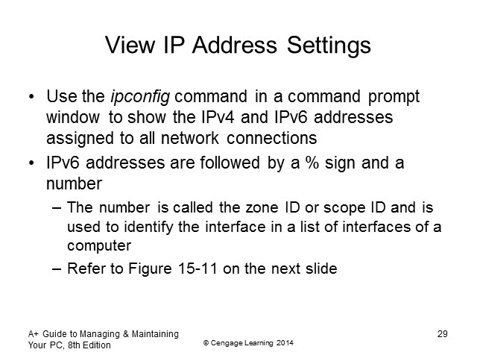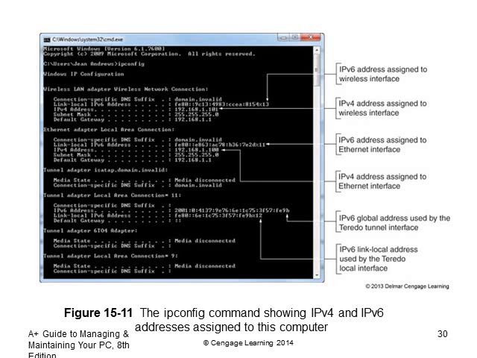Viewing your IP address settings. So you're going to use the ipconfig command in a command prompt window to show the IP version 4 and IP version 6 addresses that are assigned to all the network connections. The IP version 6 addresses are followed by a % and a number. The number is called the zone ID or scope ID, and it's used to identify the interface in a list of interfaces of a computer. Here is a picture or a screenshot, and it's showing the different IP addresses, where they're assigned, and that type of thing.